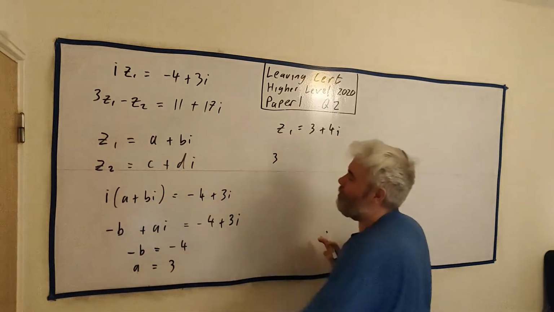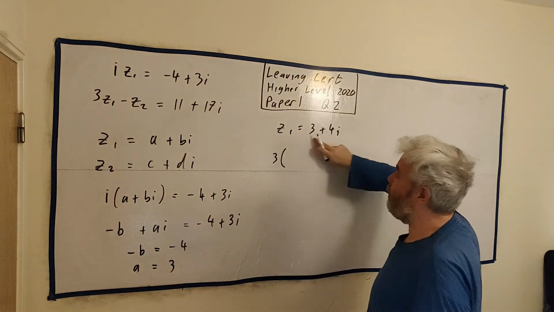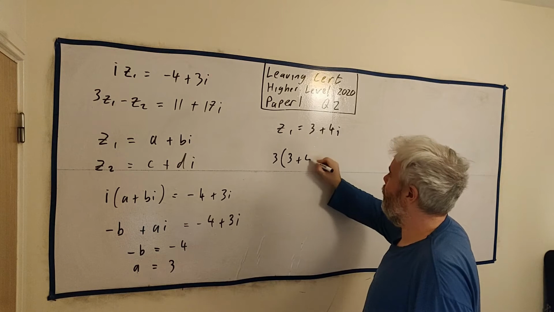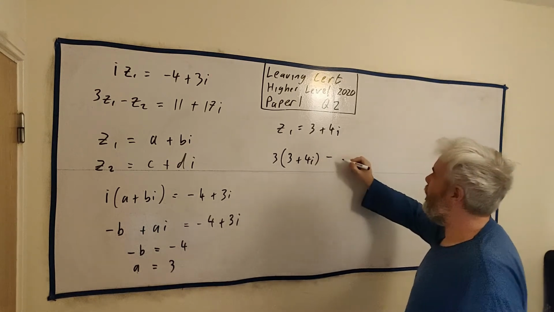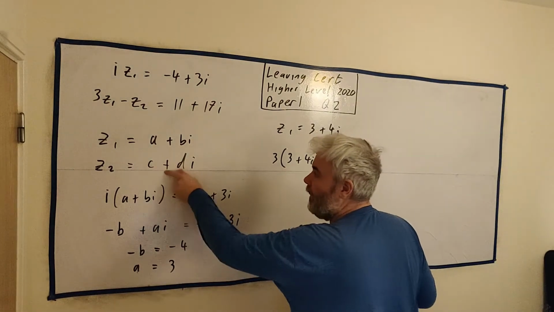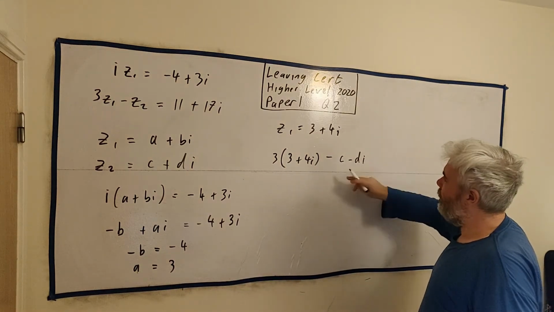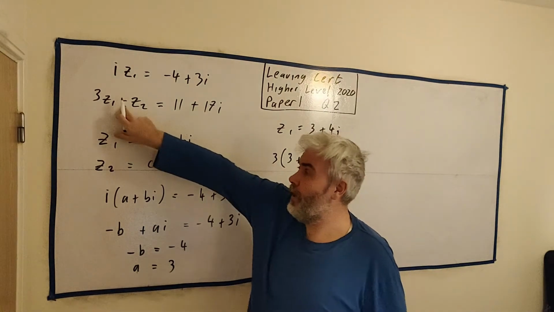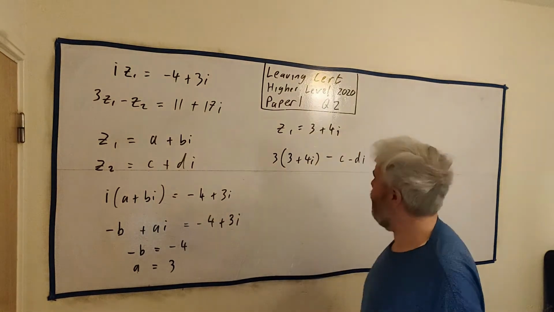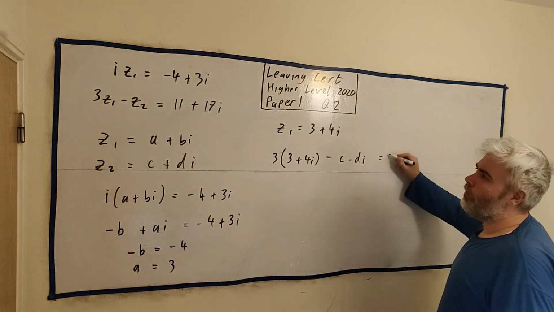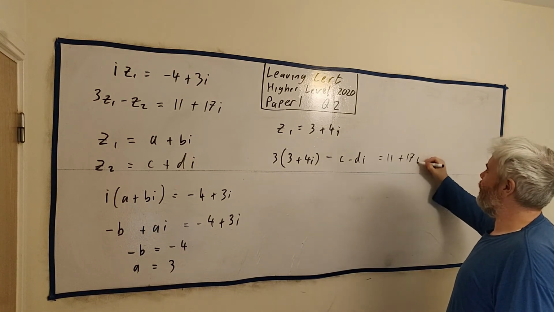So 3 times Z1, instead of Z1, let's write in what we now know it to be: 3 plus 4I. Minus, instead of Z2, we'll put in the letters we made up, that's minus C minus DI. I've multiplied by a minus 1, so make sure to multiply both of them by minus. And that's equal to 11 plus 17I.